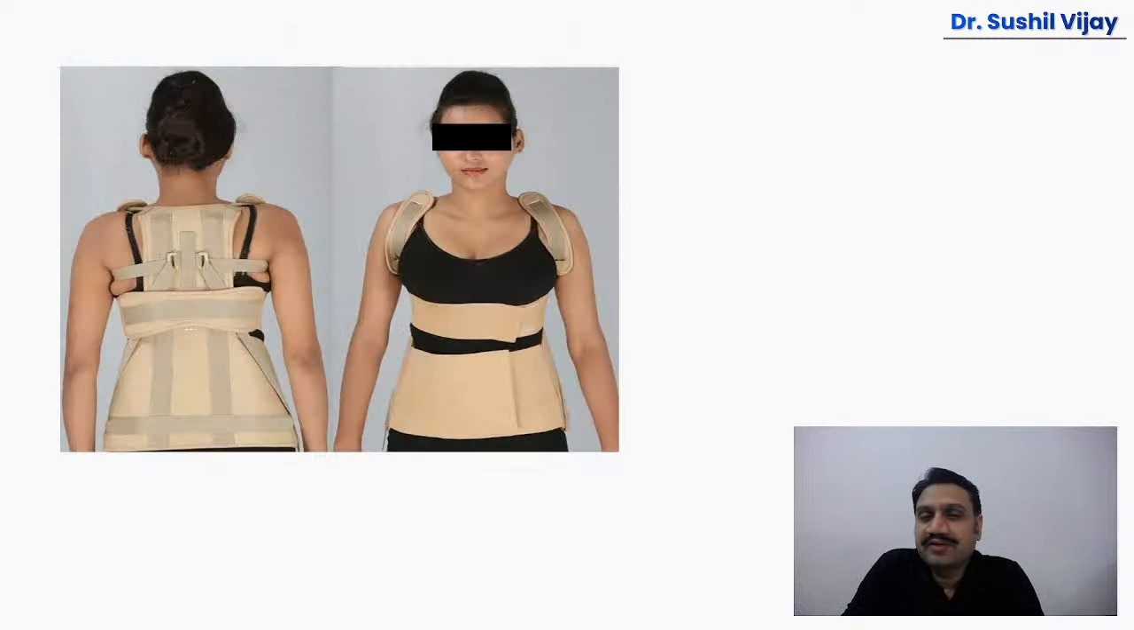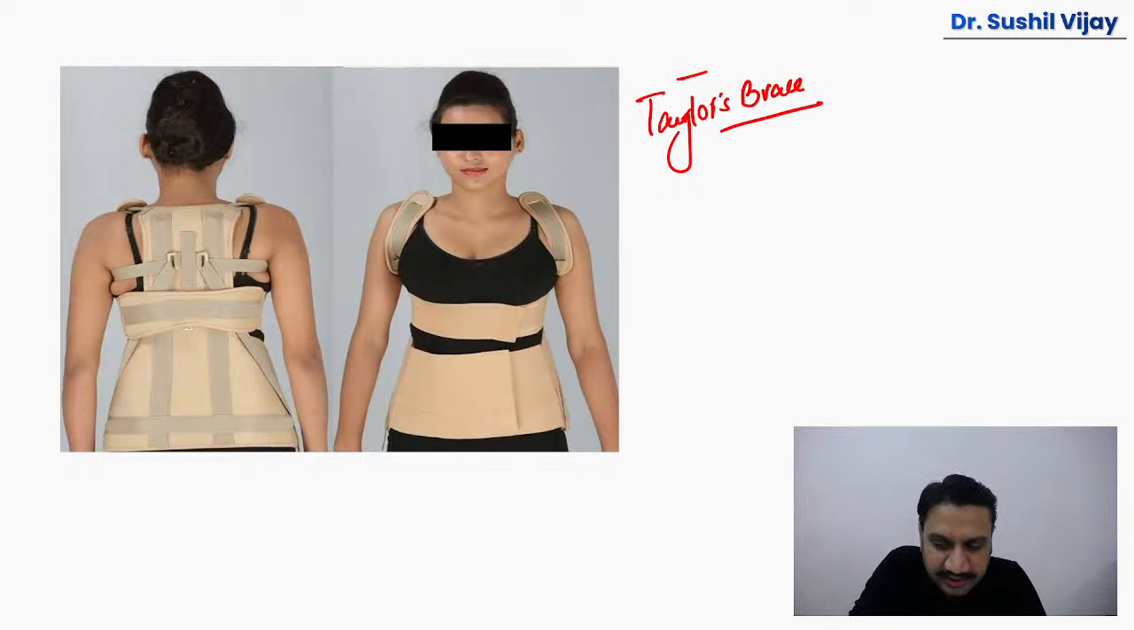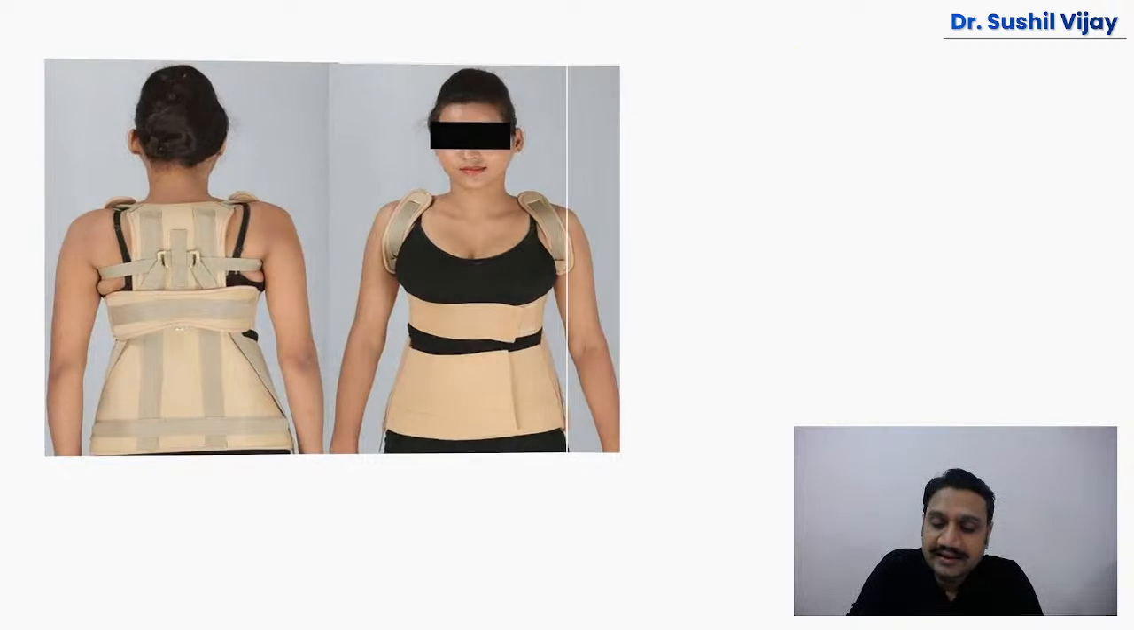Now, next one. Whenever a patient comes to you with the problem of osteoporosis, what kind of brace support do we give if there is a pain in the back area? The brace that you see on the screen is known as the Taylor's brace. The brace support given to the patient for osteoporosis, trauma of the dorsal spine, for dorsolumbar immobilization is what you call the Taylor's brace.